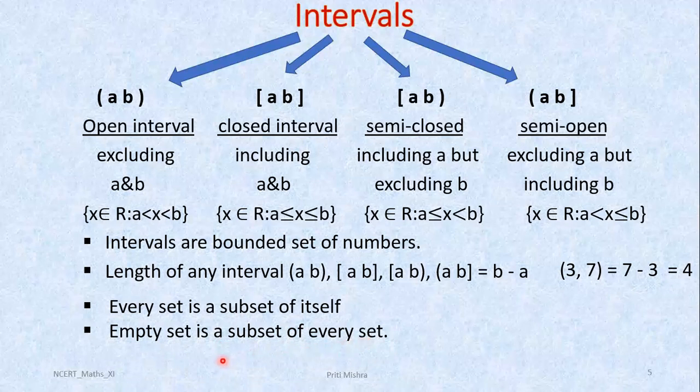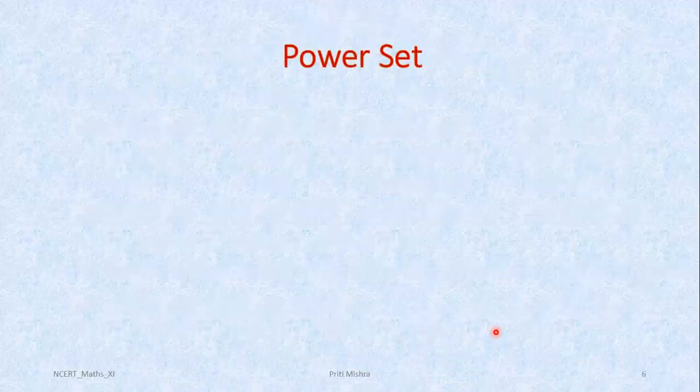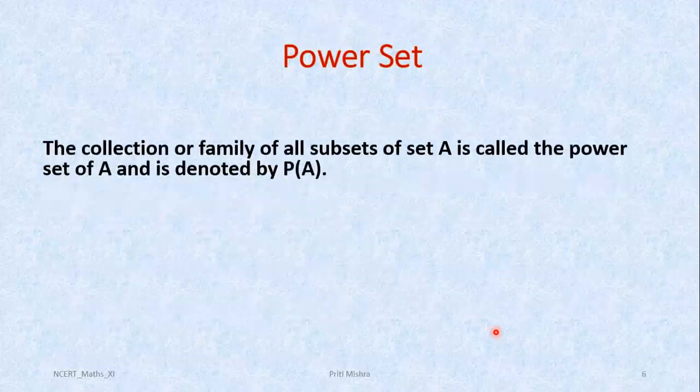That's why we can say the empty set is a subset of every set, and these two sets are known as improper subsets for all sets. Next topic is power set. What is a power set?